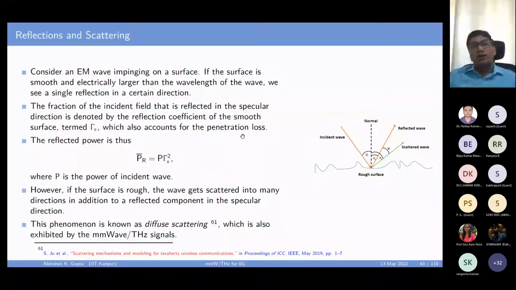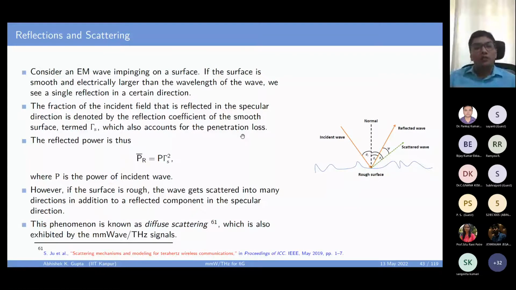Now there is another phenomenon we observe, related to reflection and scattering. Suppose a wave falls on a surface. If the surface is smooth, you see a single reflection in a certain direction, as you normally see in light, and similarly in other EM waves. The fraction of the incident field that is reflected in a particular direction, that power ratio or signal ratio, we denote by the reflection coefficient gamma s.